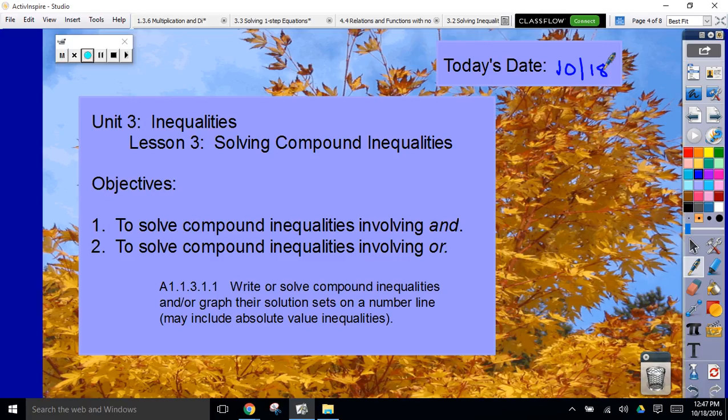And this goes exactly with our standard, right? Solve compound inequalities and graph their solution sets on a number line. That's exactly what we were doing. Everything we've been doing so far has been leading up to this moment. So this is where we need to be. It also says may include absolute value inequalities. We'll be talking about those coming up here in a few lessons as well.